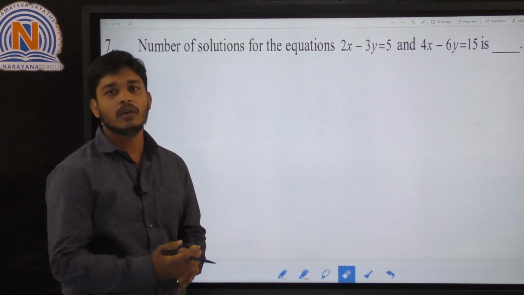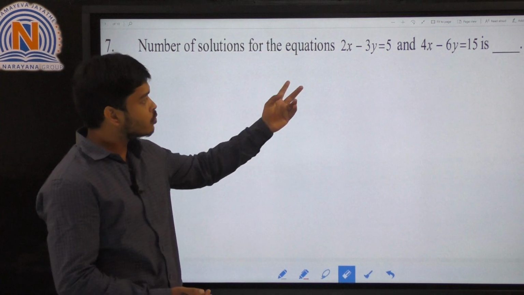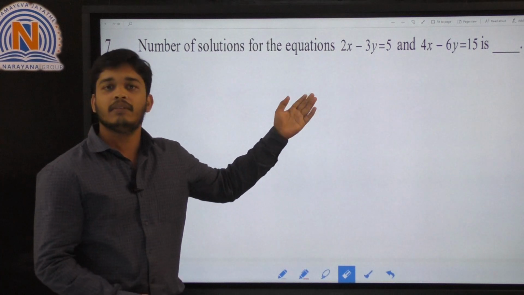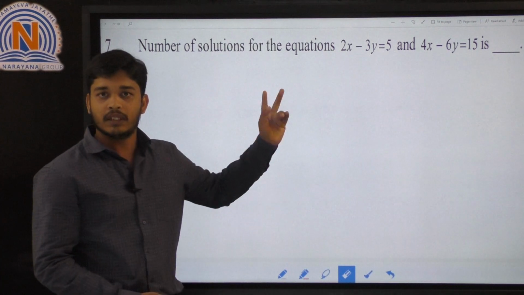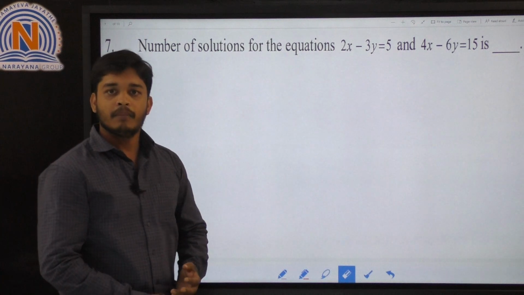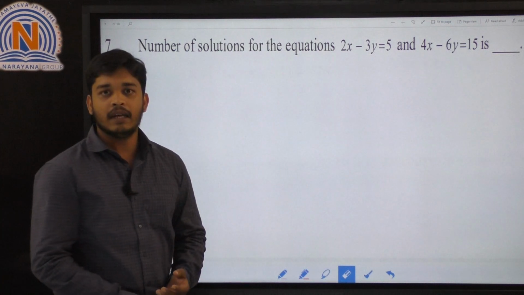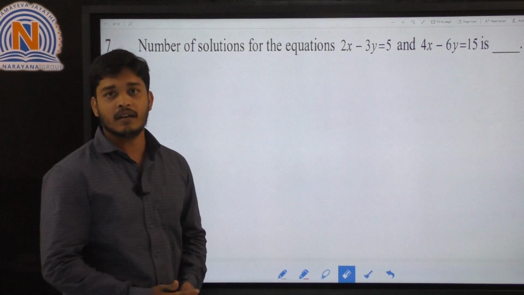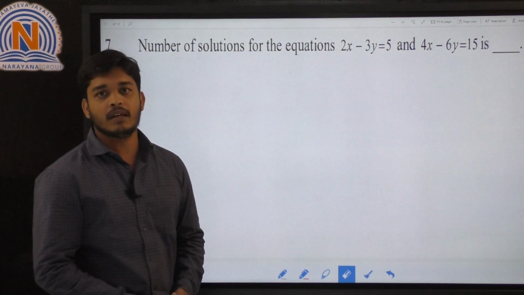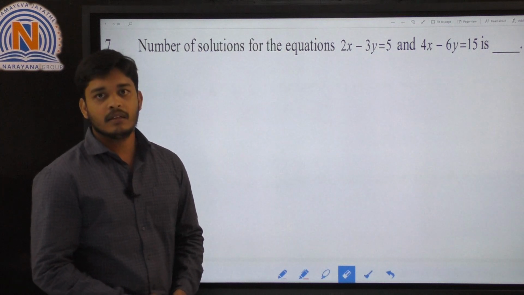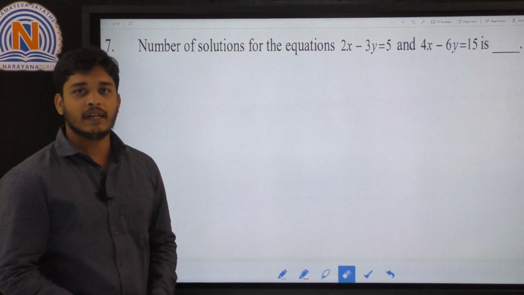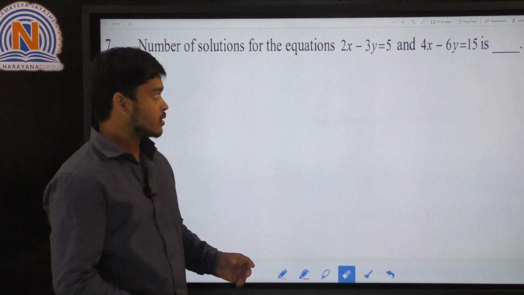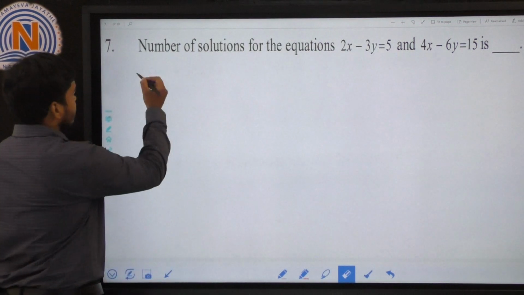If a1 by a2 is not equals to b1 by b2, if these two lines are intersecting lines, then we will get a unique solution. If these two lines are parallel lines, then there is no solution for these two lines, and if these two lines are overlapping to each other, it means coincident lines, then they have infinitely many solutions. So see that given lines.